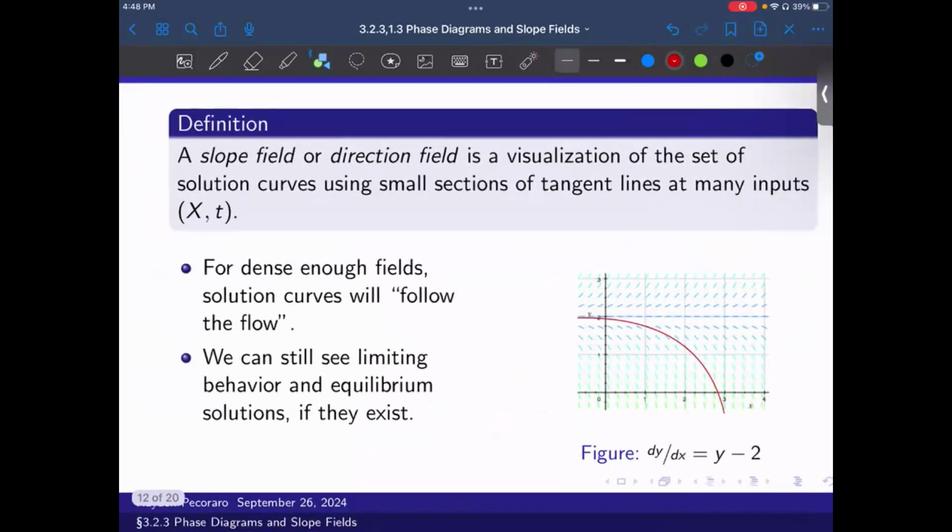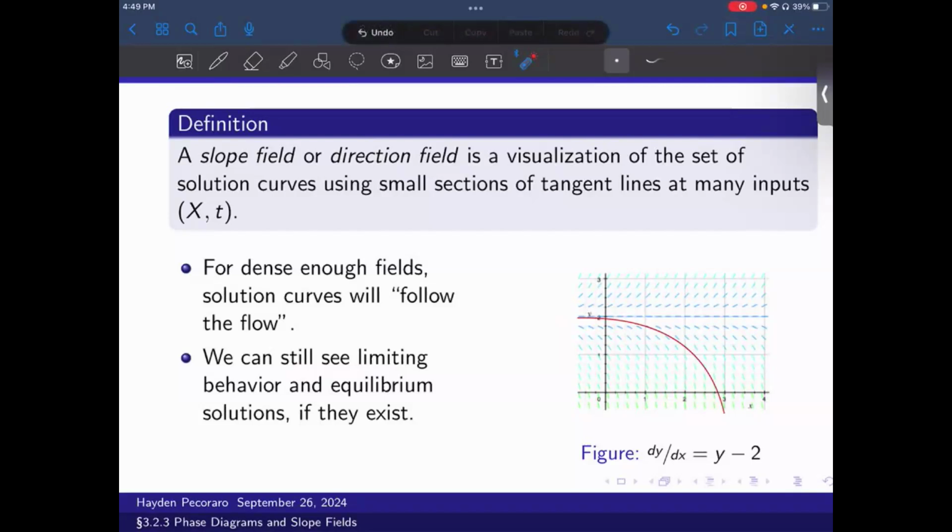It's just drawing the tangent lines at lots of different inputs. If those inputs are dense enough in the plane, you have lots and lots of them, you can see these sort of curve-like shapes, and you can see that they follow the flow, essentially. And even if your differential equation is not autonomous, this one is, you'll still be able to see limiting behavior and equilibrium solutions if they're there. You can qualitatively analyze the solutions of the differential equation without ever actually solving it by hand.